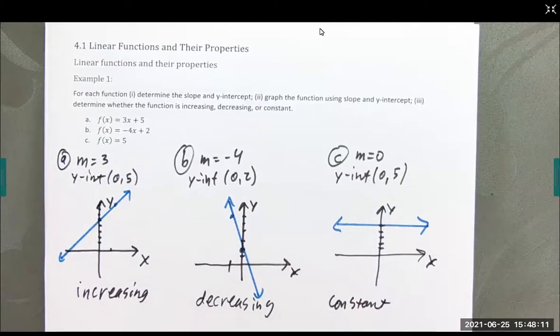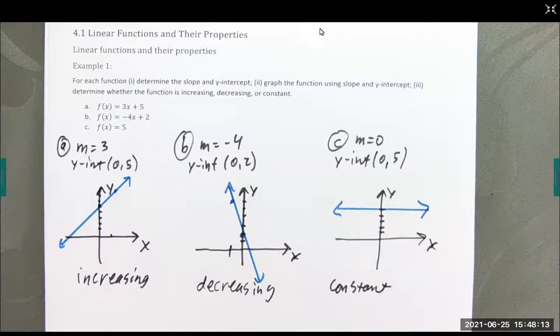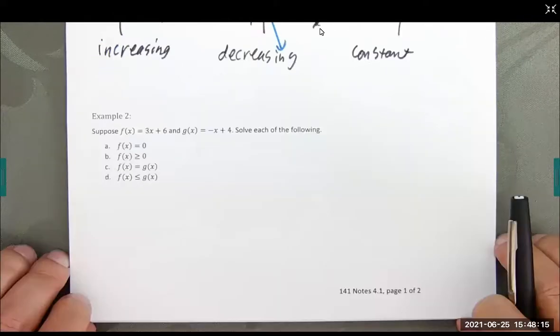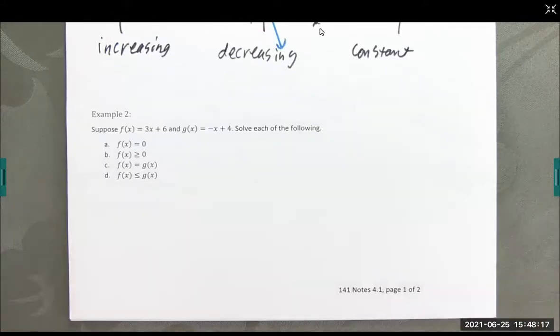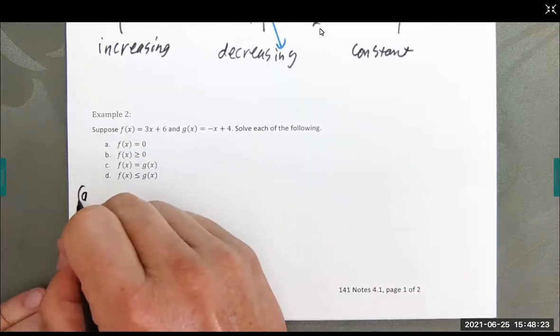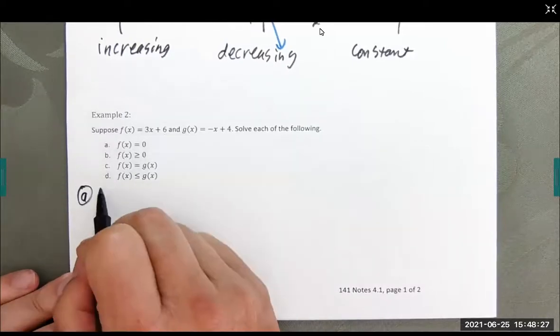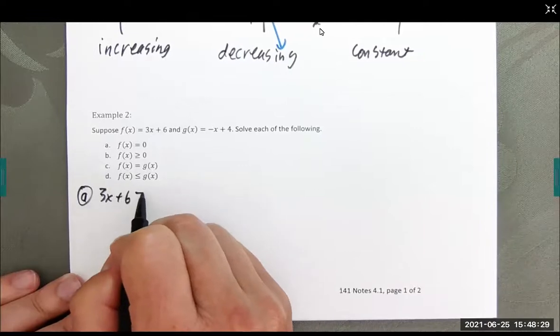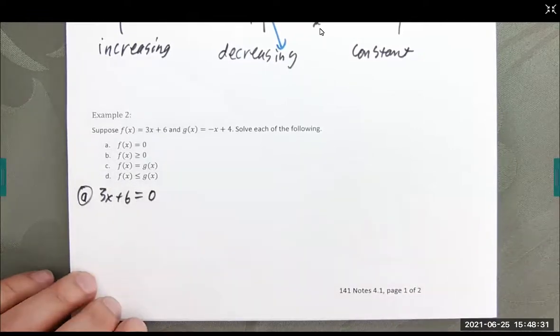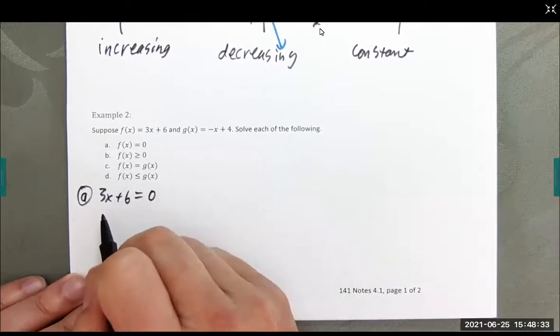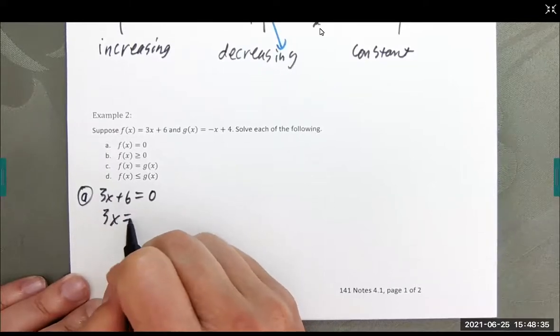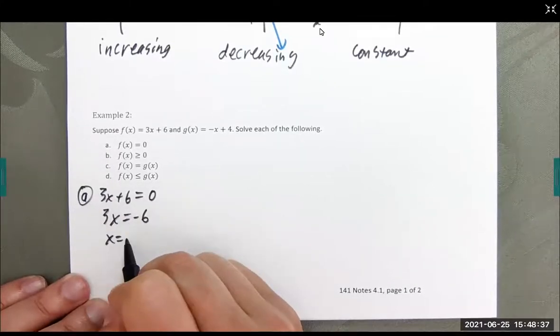Just a few properties. Example 2. Suppose f of x is 3x plus 6, g of x is negative x plus 4. Solve each of the following. So let's start with A. f of x equals 0. That means that this is equal to 0, because f of x is y. So 3x equals negative 6, x equals negative 2.